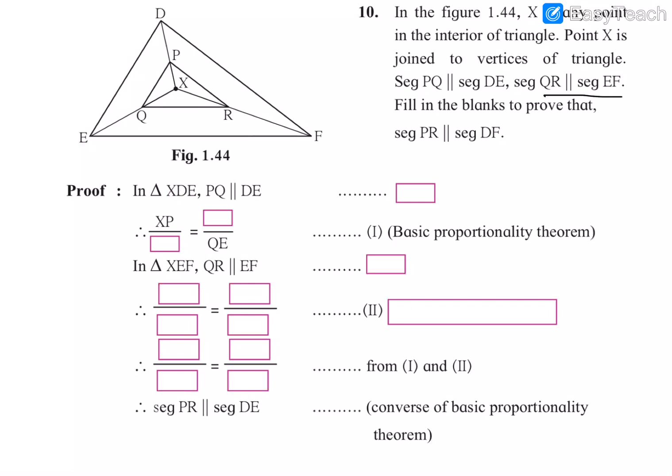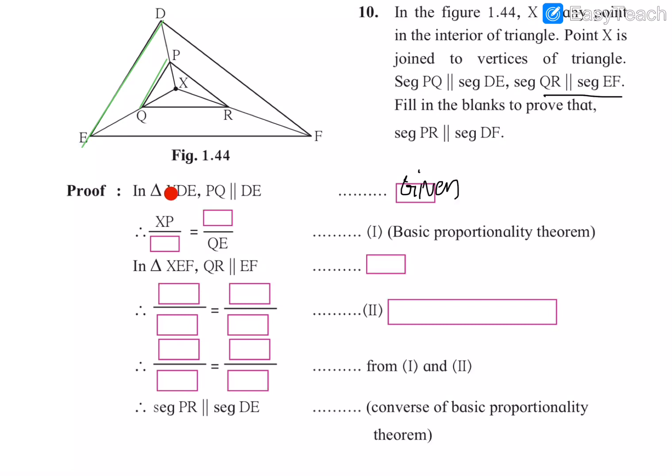So the first step is in the triangle XDE, PQ is parallel to DE. The reason is not given, it is a blank space. So we can fill that. It is already given in the problem, so we can write given.